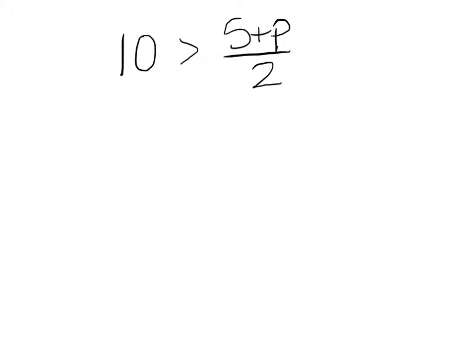This inequality has a few more steps to it, so we want to make sure to do our do and undo chart on this one. I'm going to focus on the side that has the variable on it, and in this case it's p. 5 plus p divided by 2. So the first thing that got done was we added 5 and p, so plus 5.